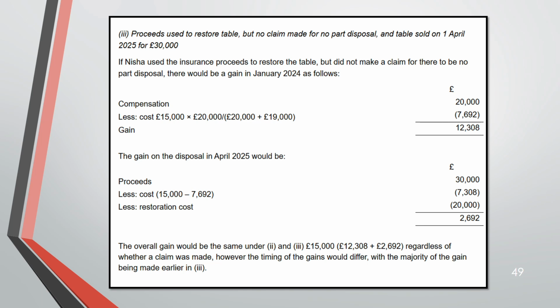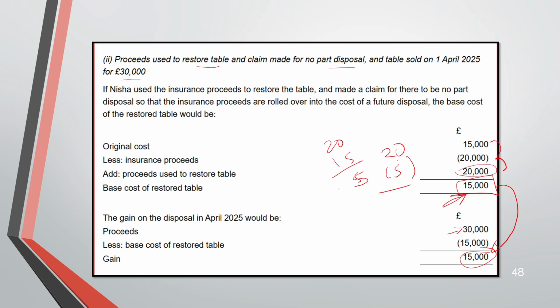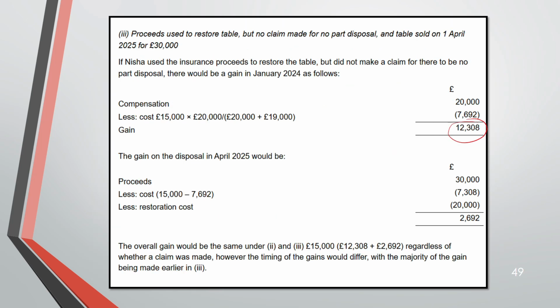So in this case, this gain is there, no claim is made. In this case, a claim was made for no part disposal, but in this case no claim made for no part disposal. This line is different, except this line, everything else is the same. No claim made means part disposal is there, even though it was used to restore the table. He did not make the claim means it will follow the part disposal.